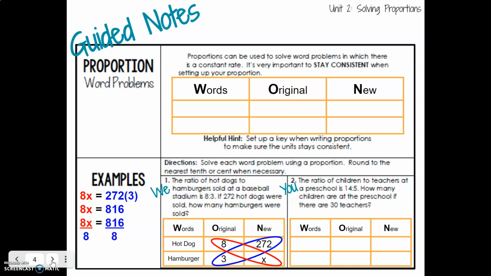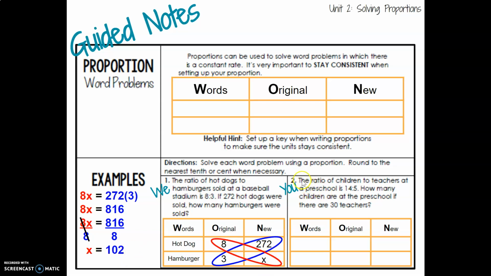What I do on one side, I have to do on the other side to keep it equal. So 8x divided by 8 and the right side divided by 8. On my left side, the 8 divided by 8 crosses out, and it leaves me with 1x. The right side divided by 8 gives me my x. Now, what does this mean? It means that if 207 hot dogs were sold, the number of hamburgers sold is x, because my ratio is 8:3. And that's how I answered this question.